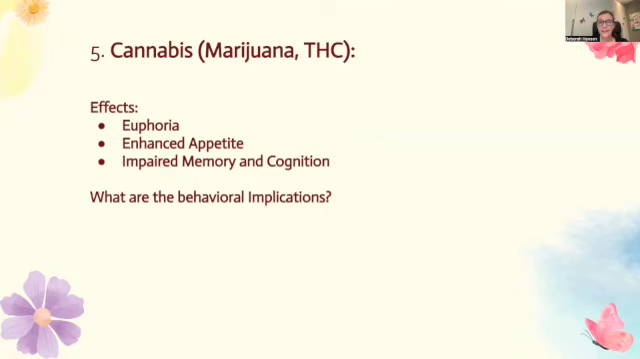So lastly, let's discuss cannabis, also known as marijuana. What are the effects of cannabis? First of all, euphoria. Cannabis can induce feelings of relaxation, euphoria, happiness, and altered sensory perception. It can also enhance appetite, often referred to as the munchies. Also, impaired memory and cognition: heavy cannabis use can impair short term memory and cognitive functions. And what are the behavioral implications of cannabis? Well, chronic use of cannabis can lead to dependence, reduced motivation, impaired academic or job performance, and potential long term cognitive effects, especially in adolescence.